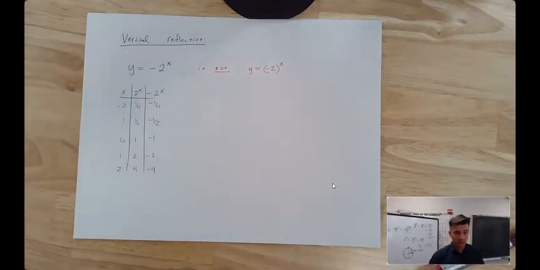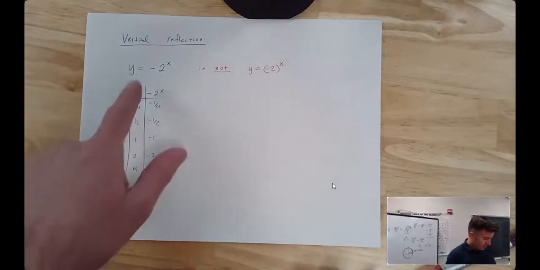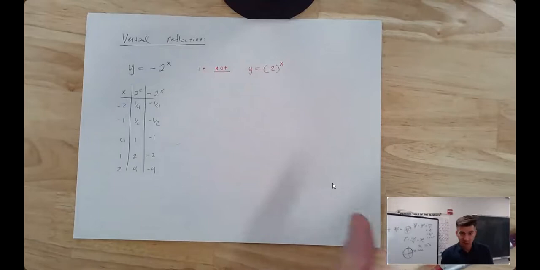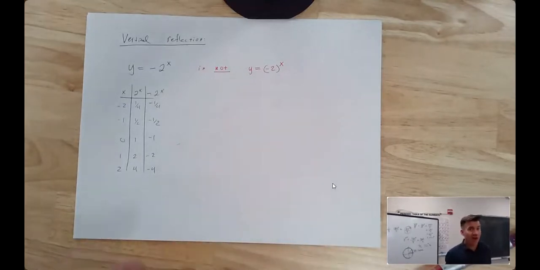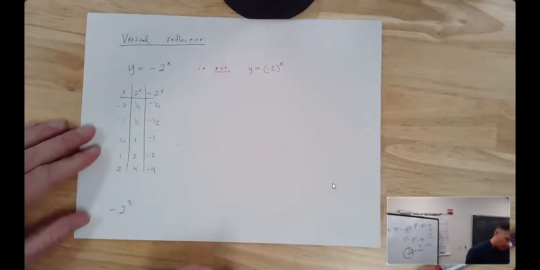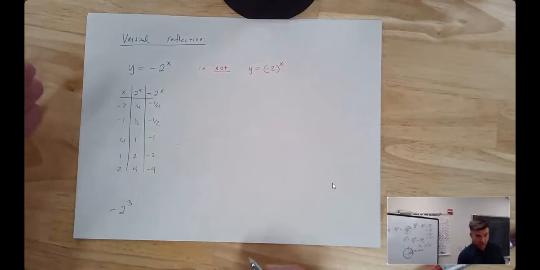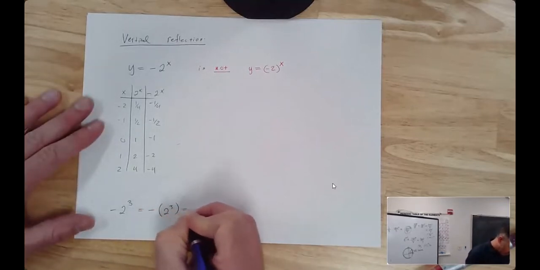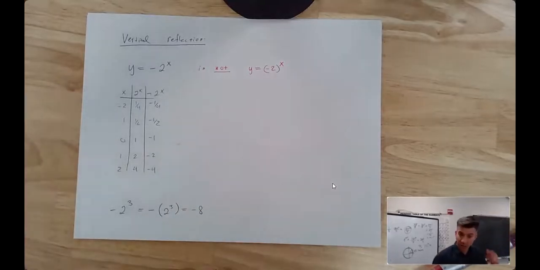So I really want to emphasize, right? When you have a negative base to a power, if there aren't any parentheses telling you to do anything in a specific order, you have to do the power before you do the negative. So negative 2 to the third without any other instruction must be negative 2 to the third, which is negative 8. So just be careful about that.